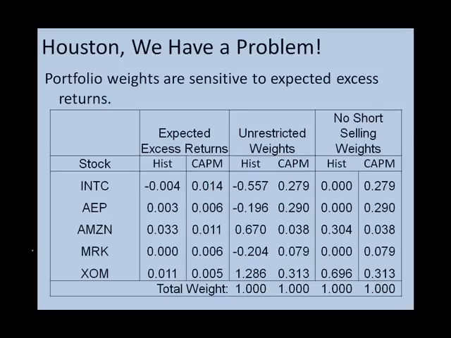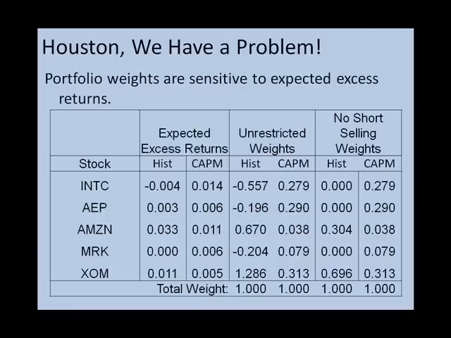In the last video, we calculated expected excess returns using historical data and using the CAPM. Based on those two measures of expected returns, we then calculated expected excess returns, and then we solved for our optimal portfolio, with or without short selling constraints. But let's take a look at our estimates of expected excess returns.